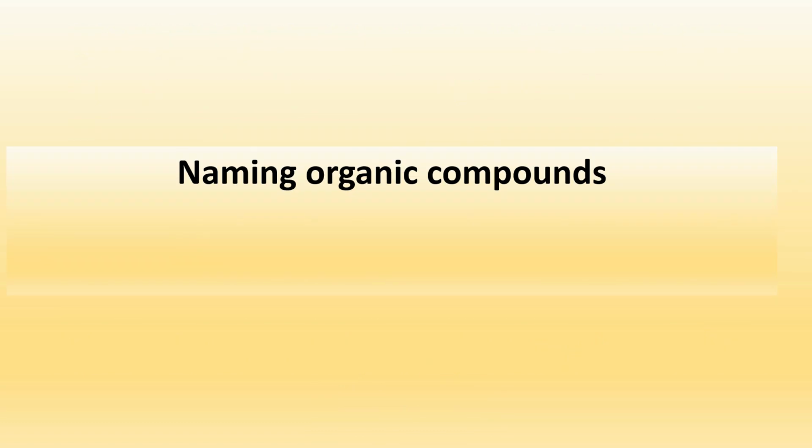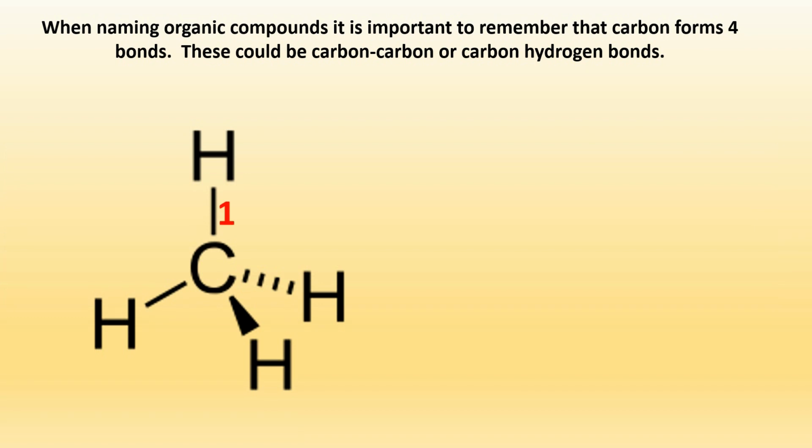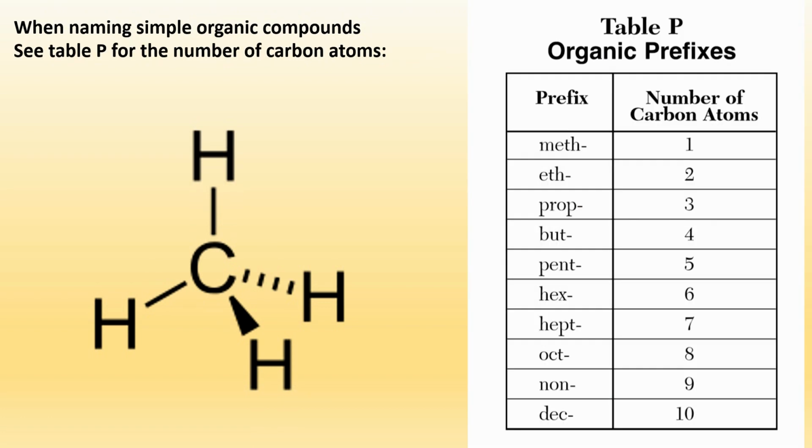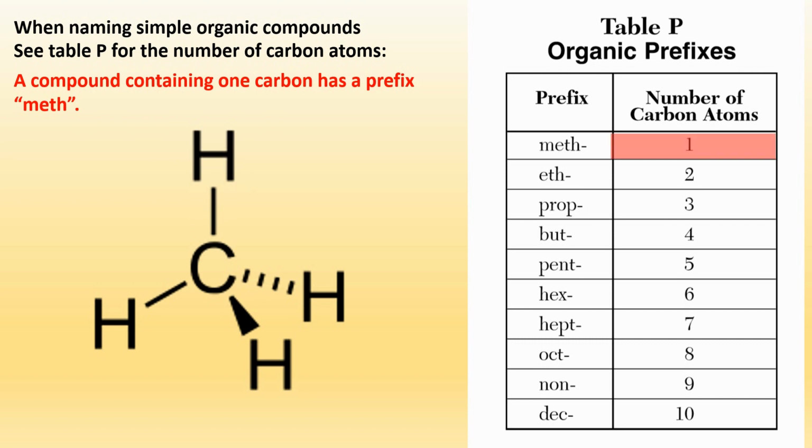Naming organic compounds. When naming organic compounds, it is important to remember that carbon forms 4 bonds. These could be carbon to carbon or carbon to hydrogen bonds. When naming simple organic compounds, see Table P for the number of carbon atoms. For example, a compound containing 1 carbon atom has a prefix meth.